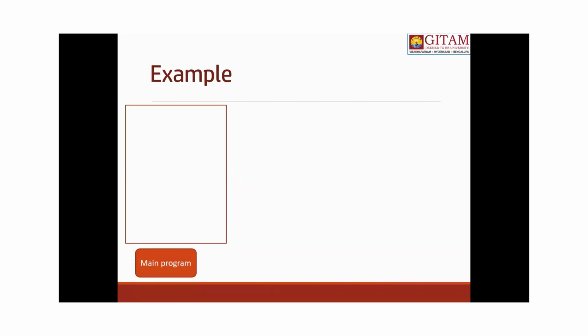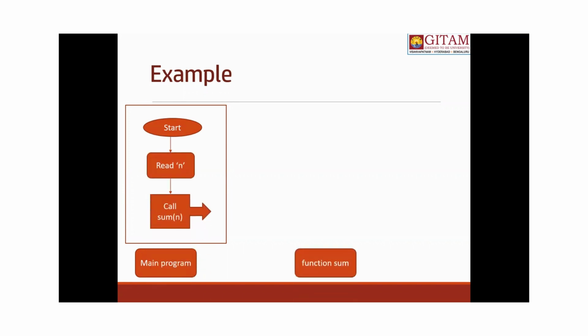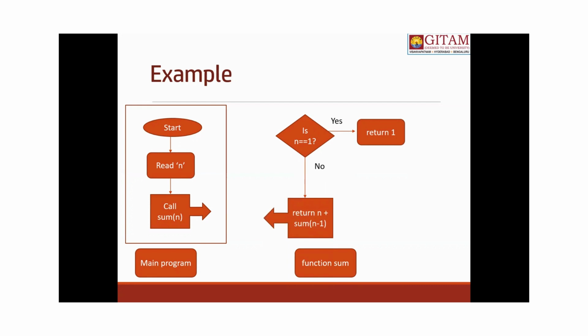Now let us see the flow of the program and how the function sum is called recursively. In the main program, we are reading the value n and sending it as an argument to the function sum. In function sum, we are checking if the value of n is equal to 1. If so, we are returning 1, else we are returning n plus sum of n minus 1. This recursive call gets repeated until n is equal to 1.